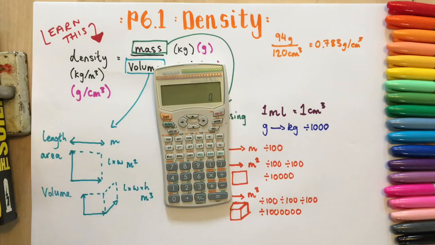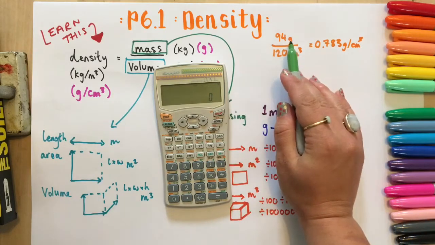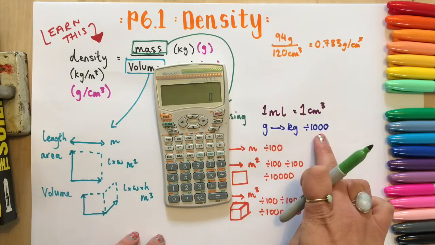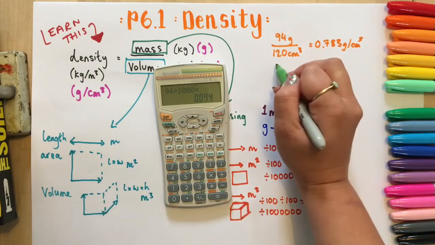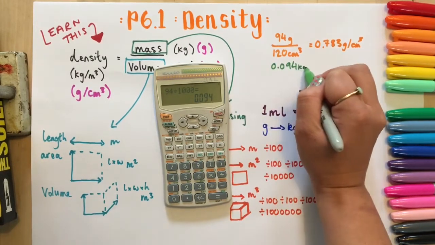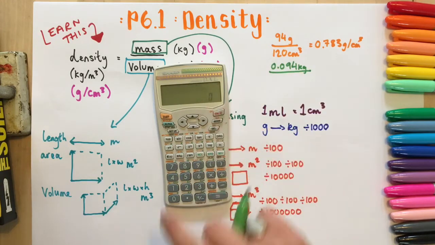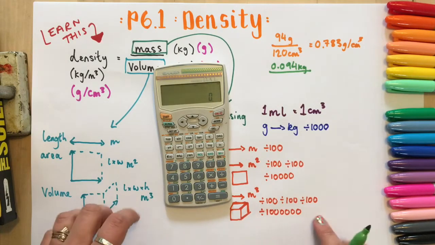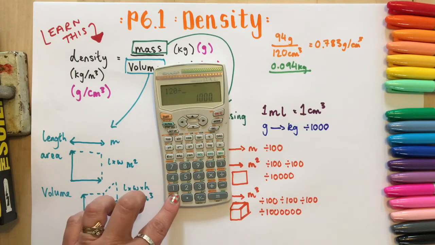So if I put 94 grams into kilograms, I need to divide by 1,000. So 94 divided by 1,000 is 0.094 in kilograms. And I want to put 120 centimetres cubed into metres cubed. And if I look down here, I need to divide by 1,000,000, so 1 with 6 zeros after it. So 120 divided by 1, 2, 3, 4, 5, 6.